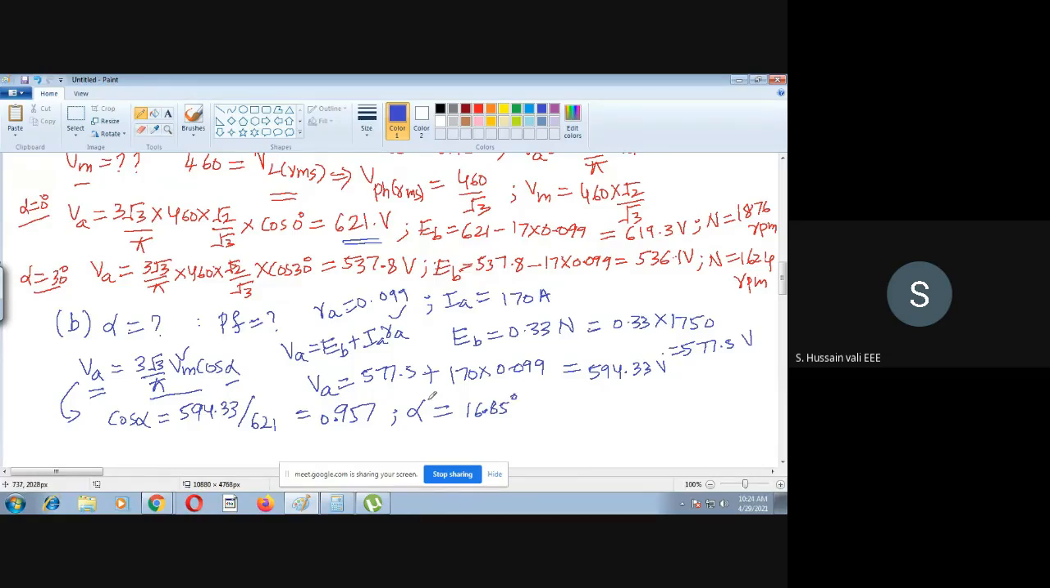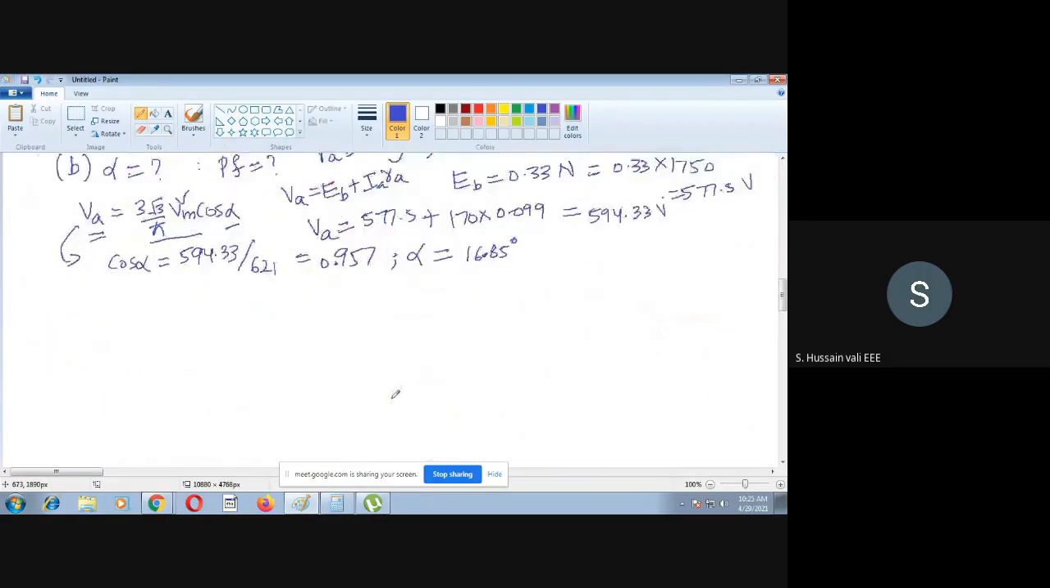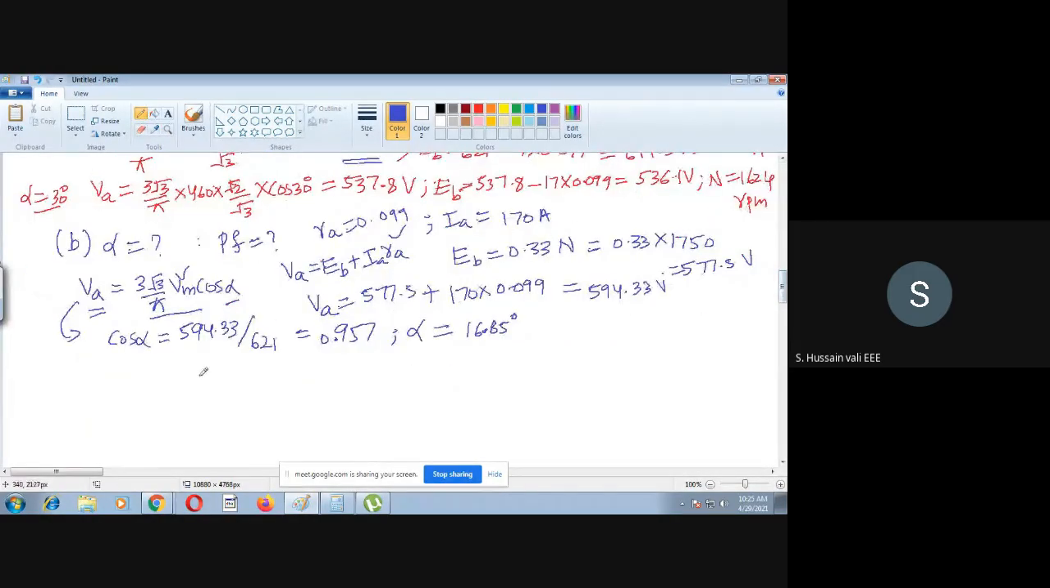We got the alpha value. What is next now? We will find out the power factor. To find out the power factor, I told you already that you cannot use this formula cos theta directly, but rather we have another procedure. What is that? Power factor is equal to real power divided by apparent power. This I told you already.